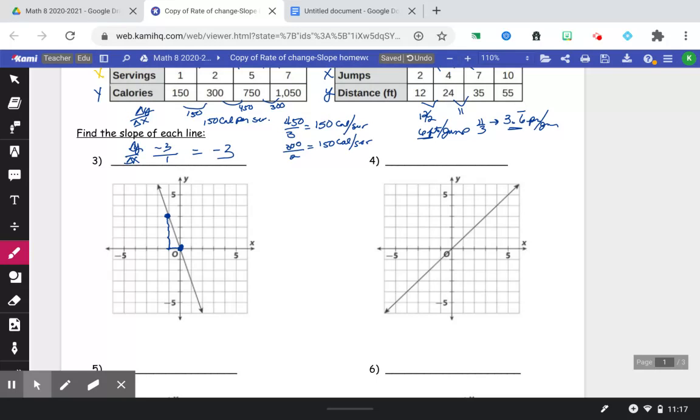Okay. All right, number 4, same thing. I'm going to pick 2 nice points. So we'll say this one and this one. Change of y over the change of x. To get from here to here, I go up 1 space. So that change of y is 1. I go to the right 1 space. So that change of x is 1. Well, 1 over 1 equals a slope of 1.